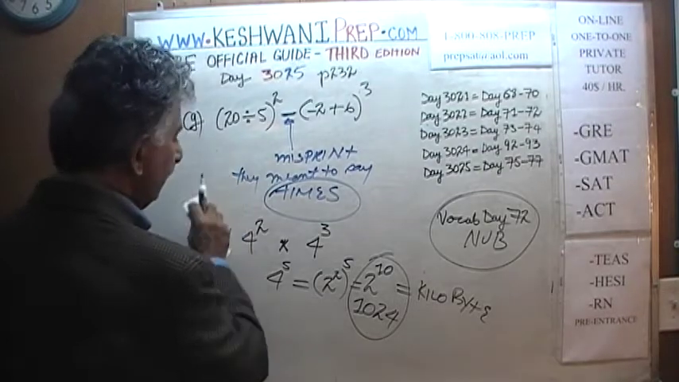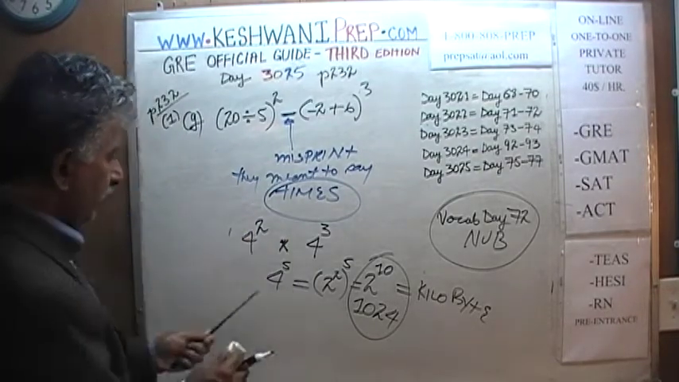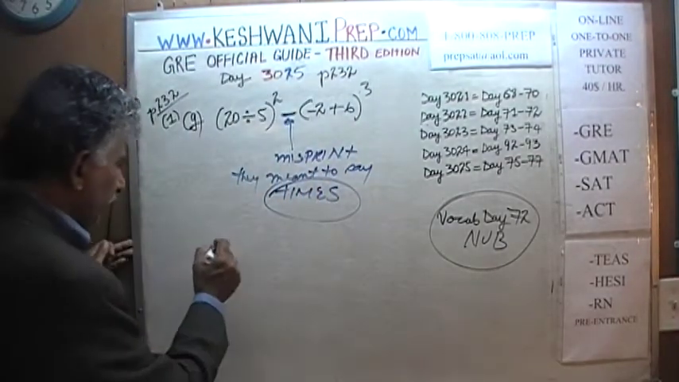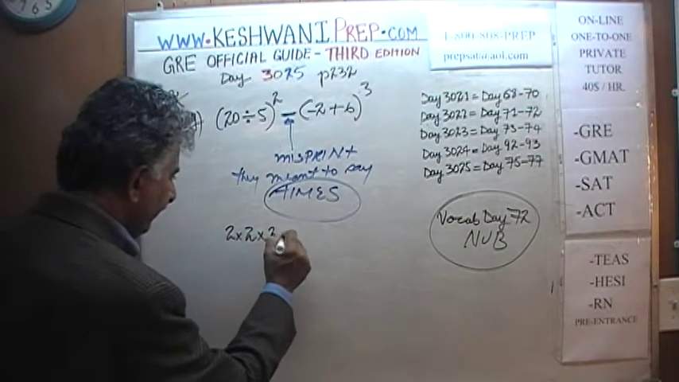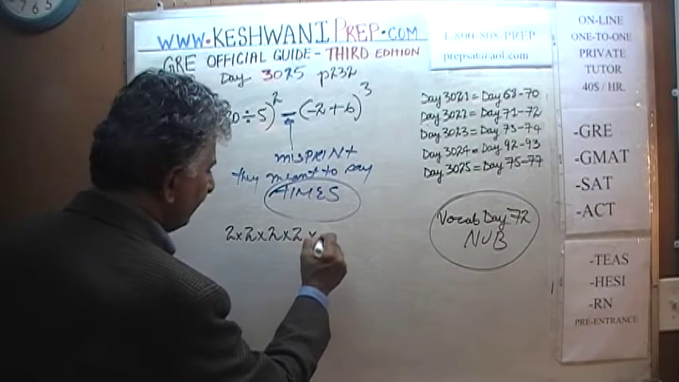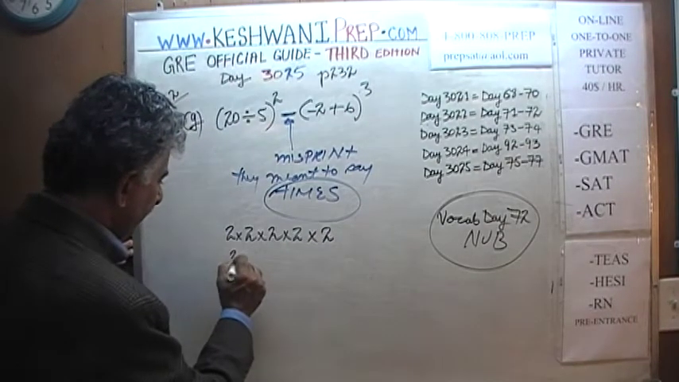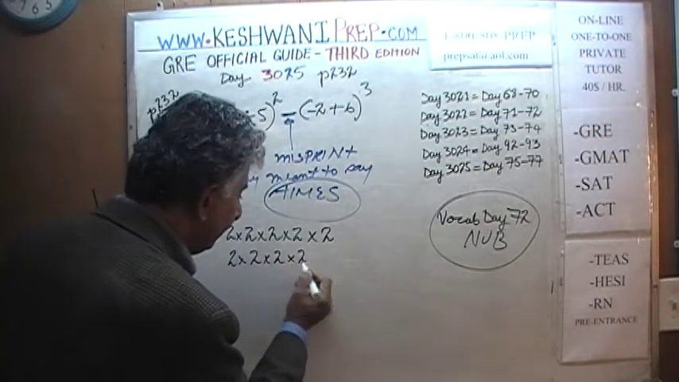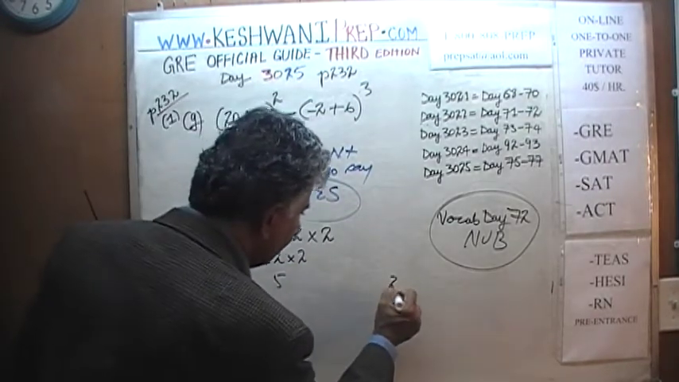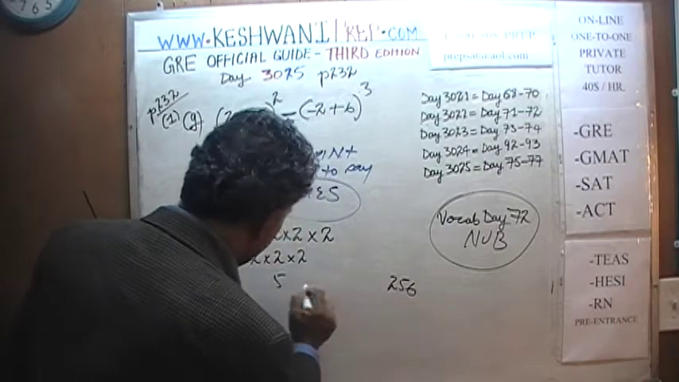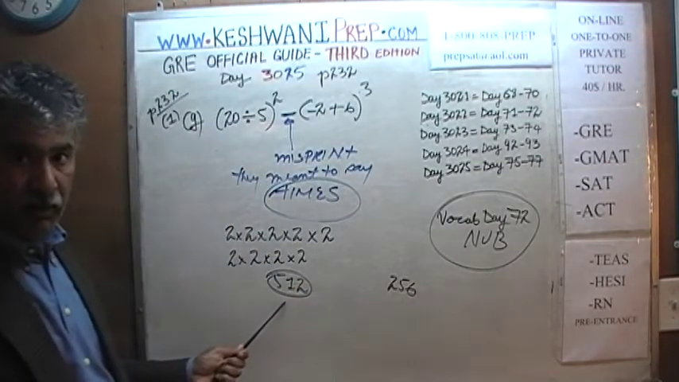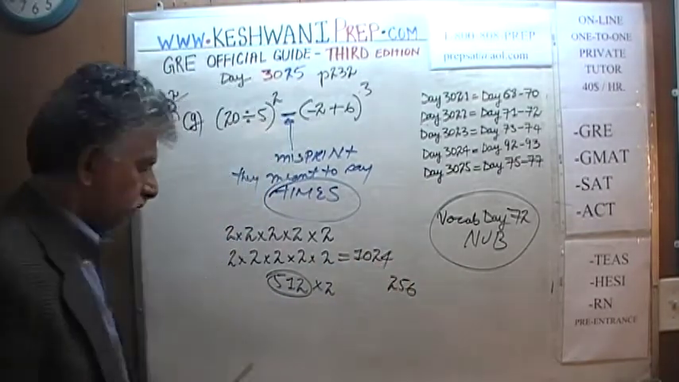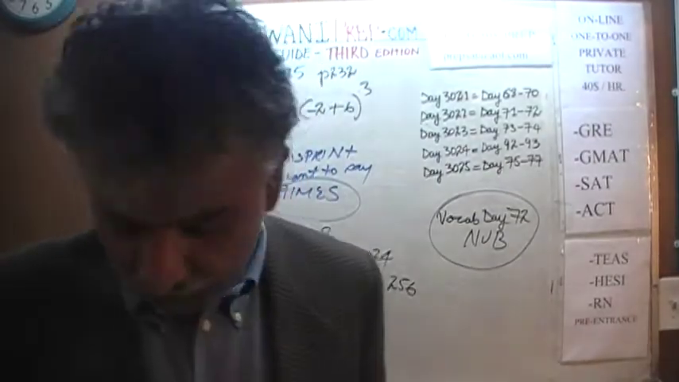2 raised to 10 is actually 1024. Let's do it here so we can see it, or you can do it yourself. 2 times 2 is 4, 4 times 2 is 8, 8 times 2 is 16, 16 times 2 is 32. 32 times 2 is 64, 64 times 2 is 128, 128 times 2 is 256, 256 times 2 is 512, and 512 is half a kilobyte. 512 times 2 is 1024. You understand? Half a kilobyte is 512.